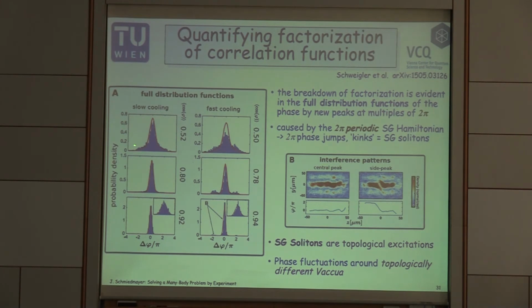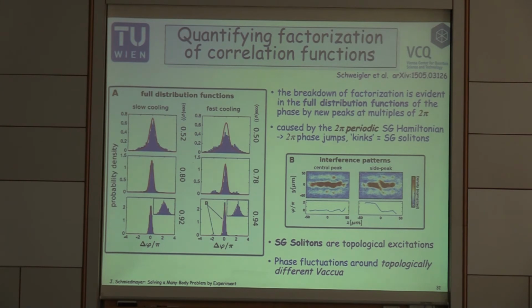But if you take the full distribution functions, you see that they're non-Gaussian, but in the end, when you get to very strong coupling, it becomes a very beautiful Gaussian. If I cool fast, I see that I have additional peaks in the full distribution function at plus minus 2 pi. What are these things at plus minus 2 pi? These are kinks. These are the topological excitations of the Sine-Gordon model. And you see them directly in the experiment. If you look at the patterns, you can really pick them out.